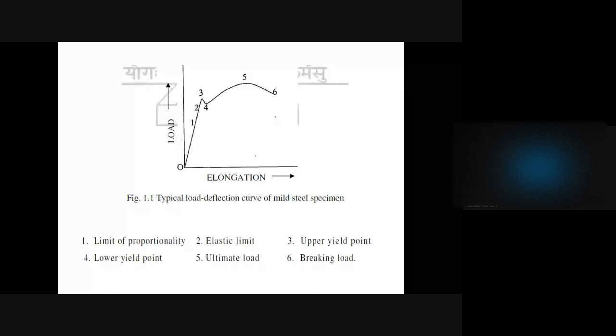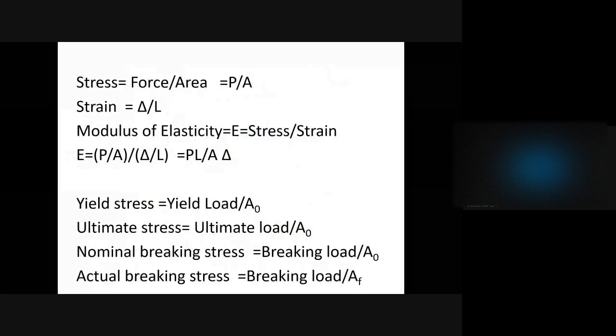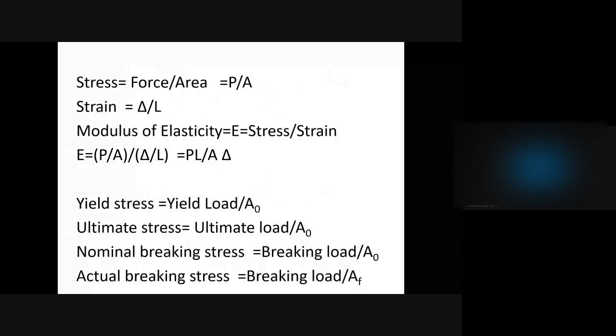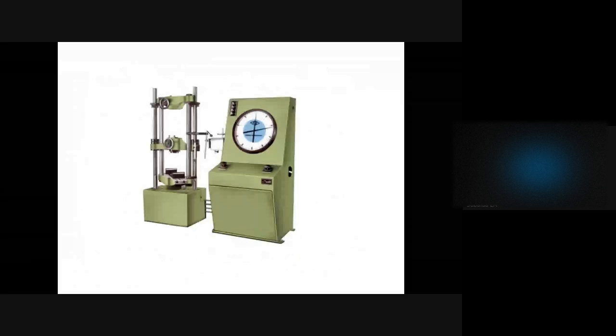Then breaking load means the sixth point. So here we see 6. The value at 6 will be less than that at 5. That is the breaking load divided by the area; there are two stresses that we mentioned. One is the nominal breaking stress and the other one is the actual breaking stress. The nominal breaking stress means the breaking load divided by its original area of cross section. That means we are not considering the reduction in the area. But when we consider the reduced area of cross section, it is called the actual breaking stress. So these are the parameters that we are determining after conducting the tension test.